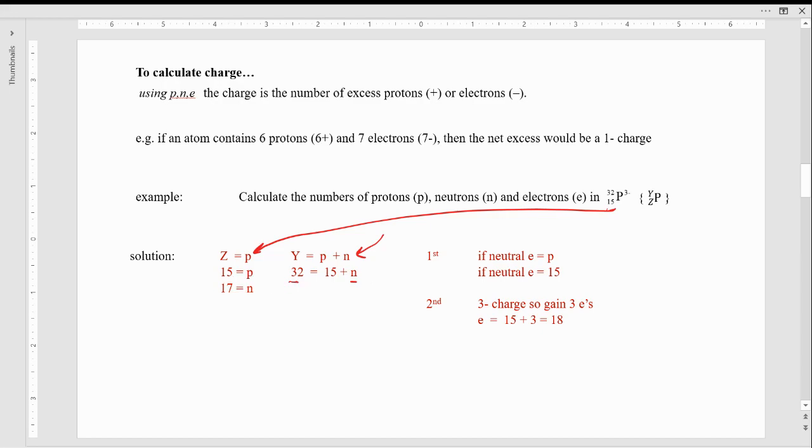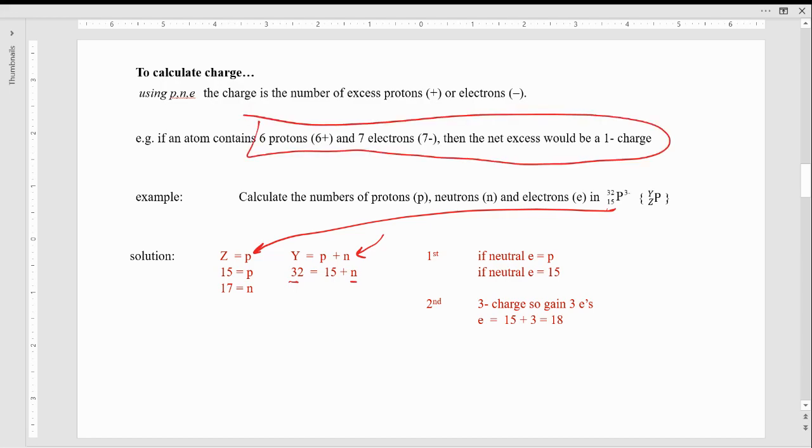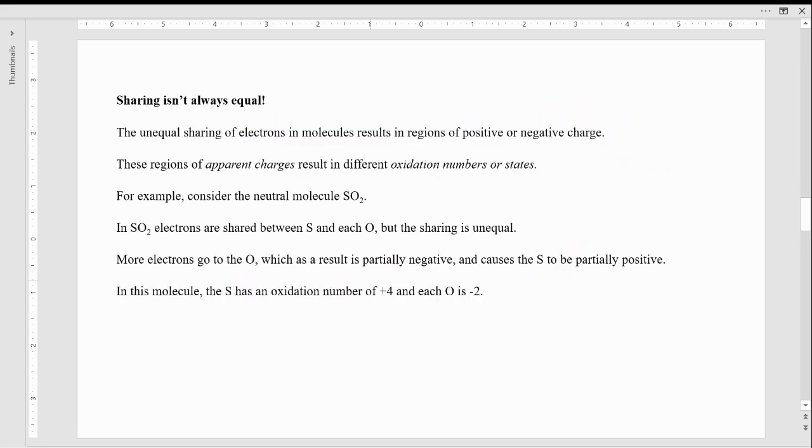As far as the charge goes, this is easy to calculate. With the 3 negative charge here, the only way you can tell the number of electrons present is if you know the number of protons. So the first thing you do is pretend it's neutral. We know the protons are 15, so if it were neutral, you'd have 15 electrons. 3 negative means we have 3 extra negatives, so we gained 3 electrons, and 15 plus 3 is 18. So we had 18 electrons for that phosphide.